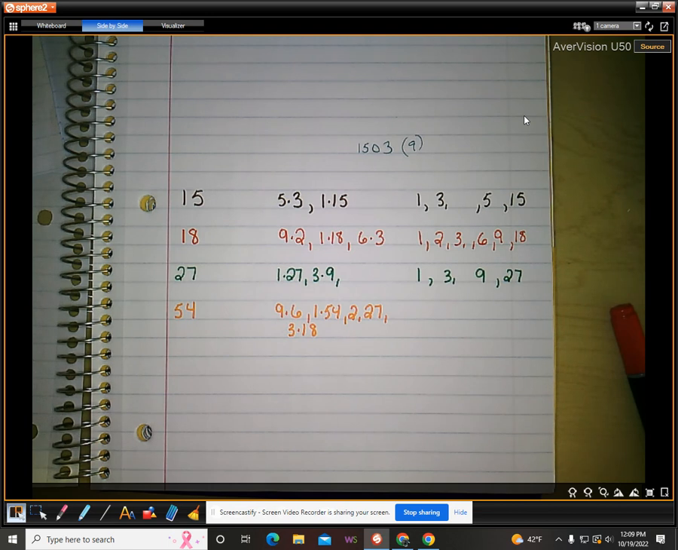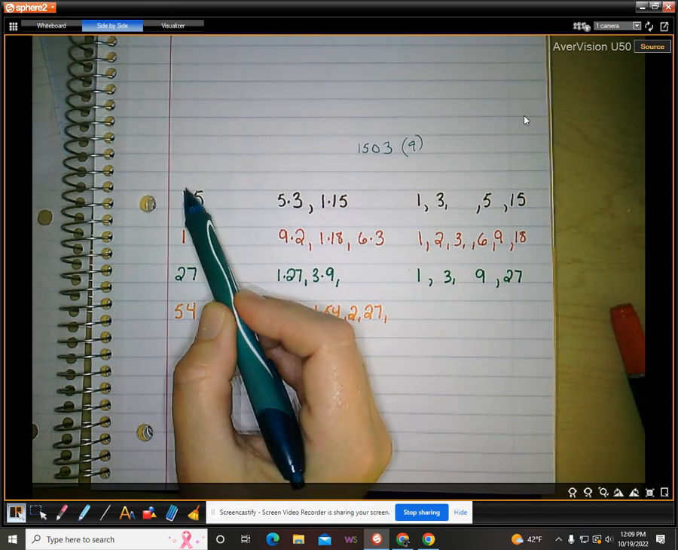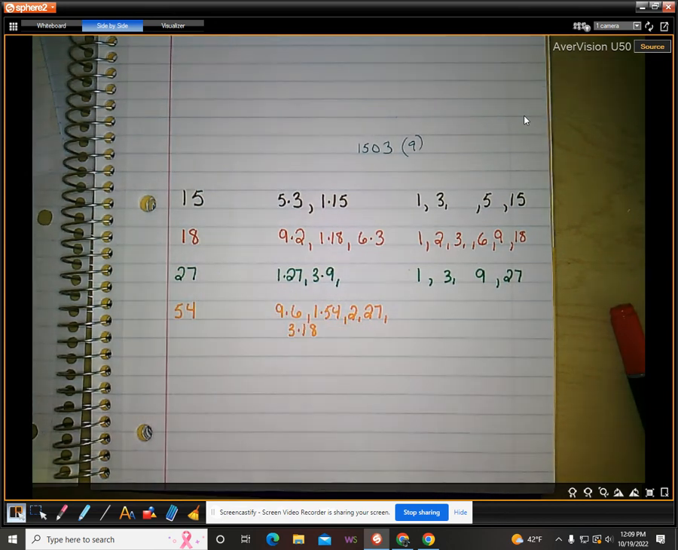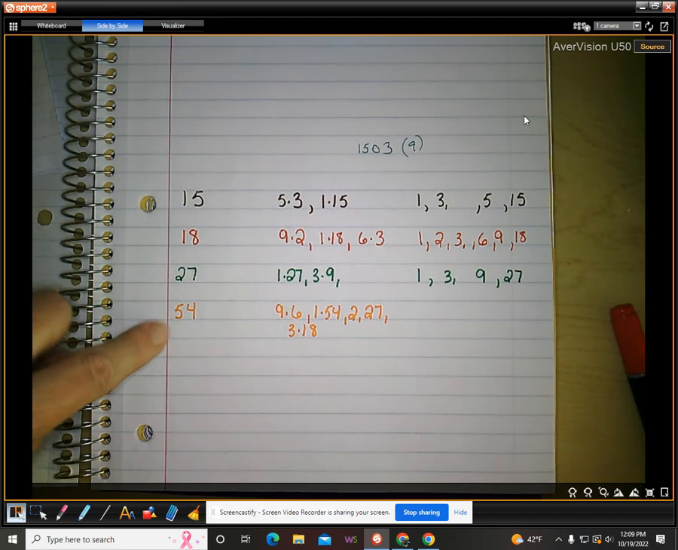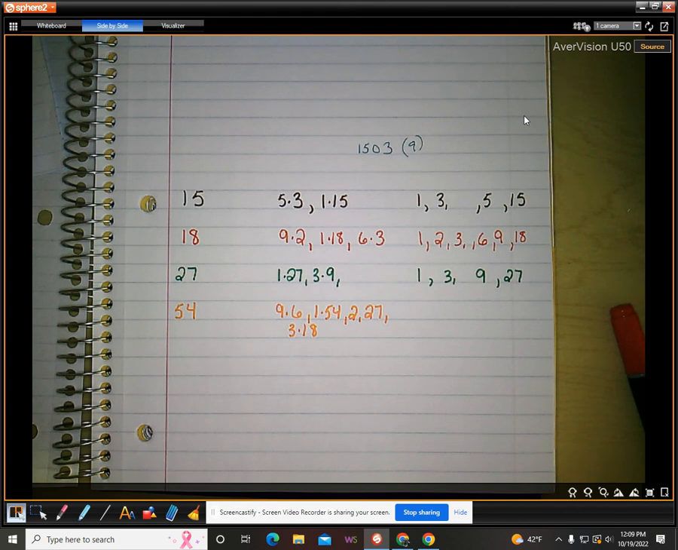You can tell if a number is divisible by 3 by adding the digits and seeing if the sum is divisible by 3. So all of these, we should have known 3 would have been one of our factors. Then you just have to figure out what the matching pair is.